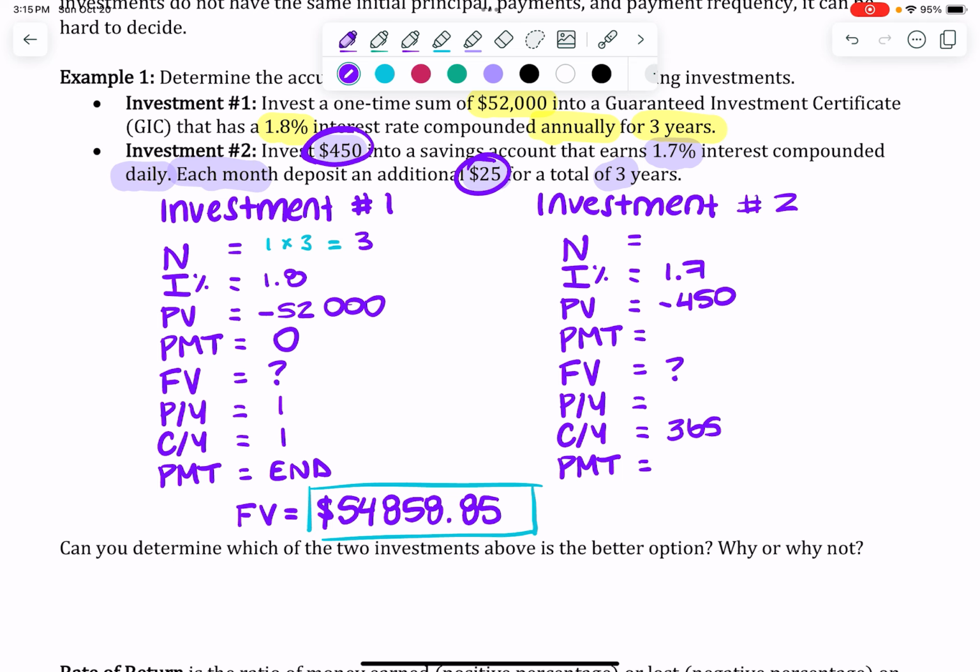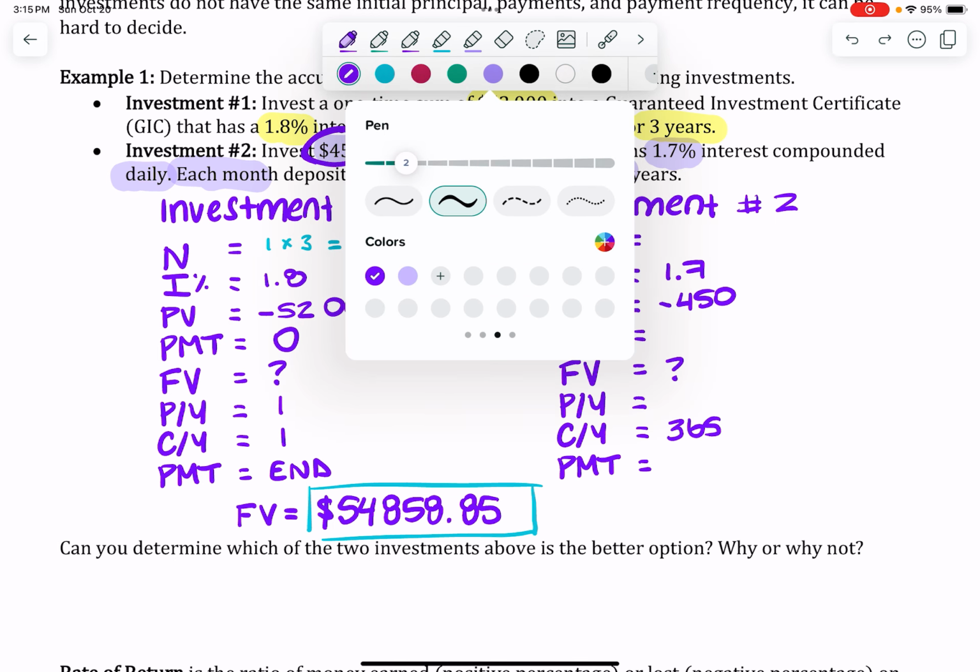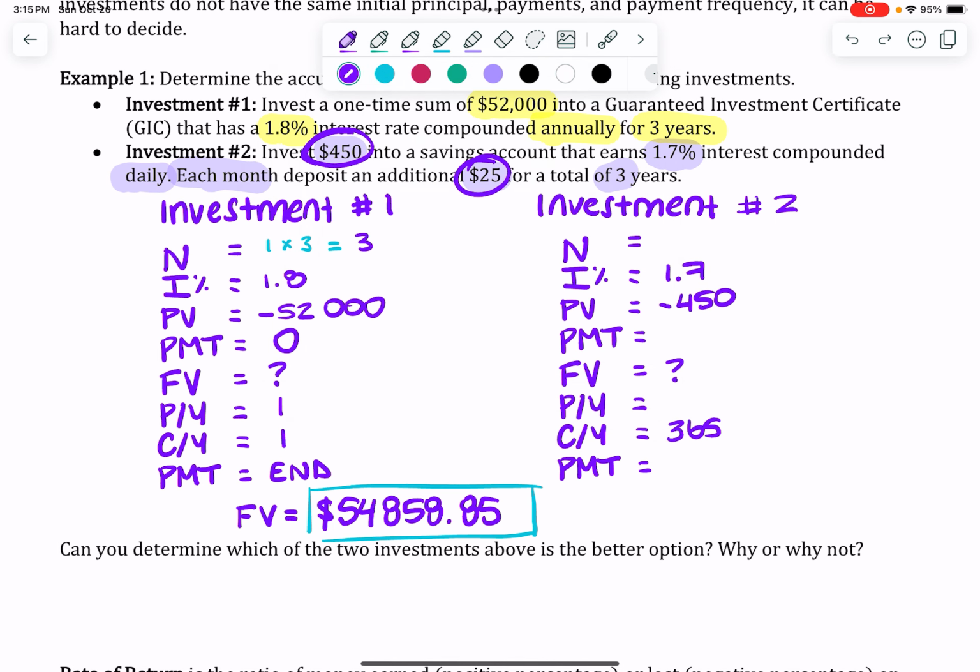Now, here I do have a payment. I have a repeated deposit of $25 every single month. So that $25, since it's repeated, it goes under my PMT over here. It's going the same direction as my present value, as my PV. It's exiting my wallet and going into my account. So I still have that negative, and it's the 25. It's the amount of the repeated deposit.